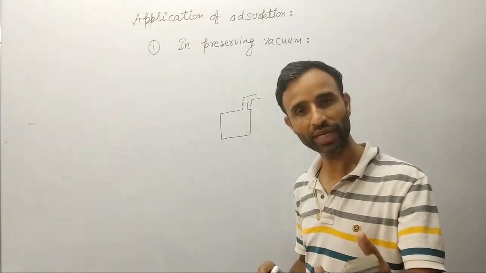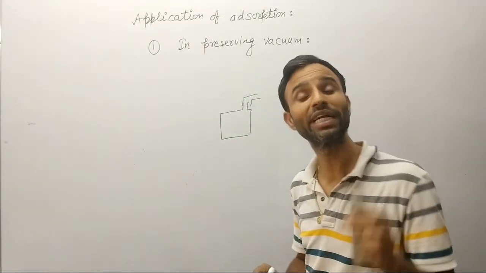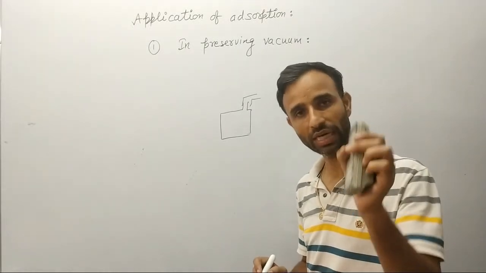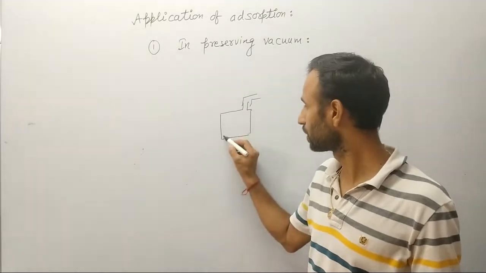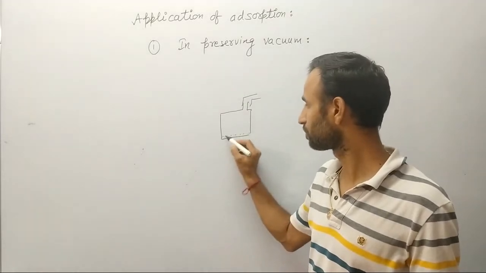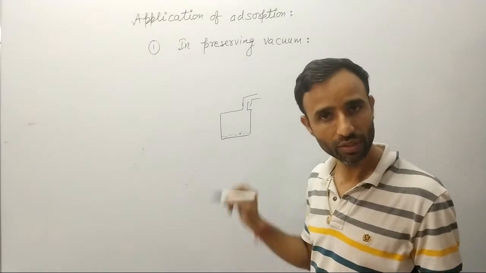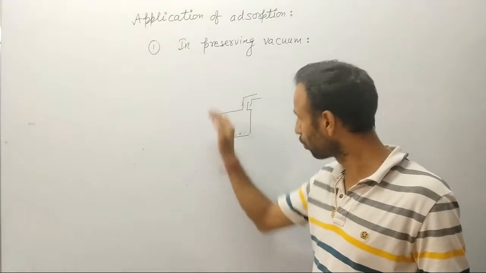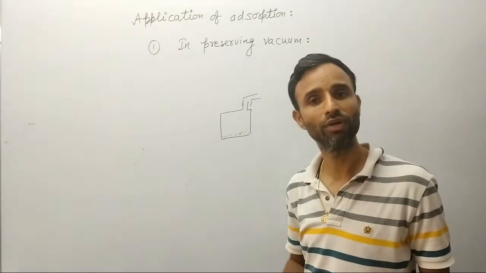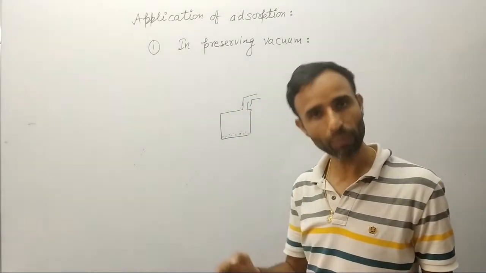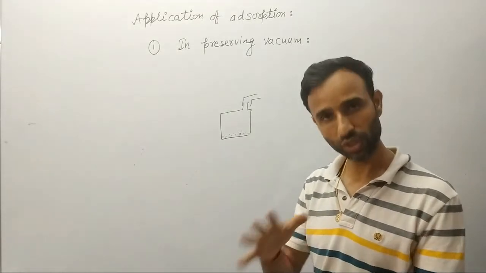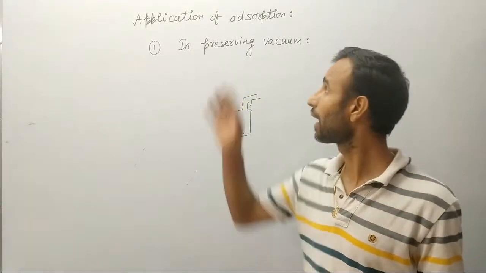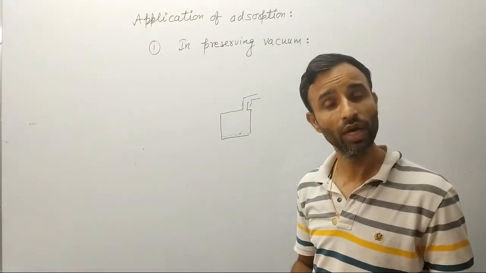Now when a vacuum pump is attached, all the gases are removed, but traces of vapors, moisture, or gases remain behind. Therefore, if we have some kind of adsorbent, it will adsorb those gases, and the whole container is free of gas and vapors. So in preserving vacuum we can use this technique, adsorption.